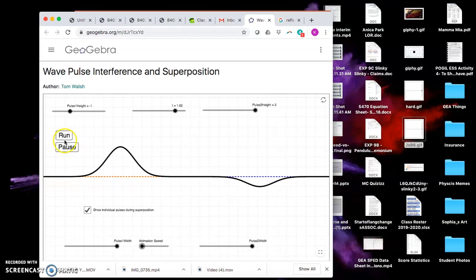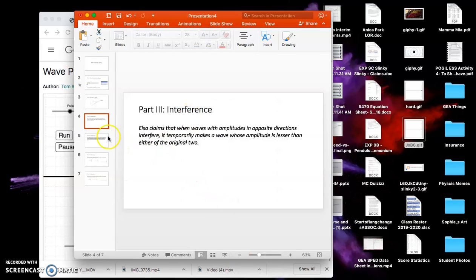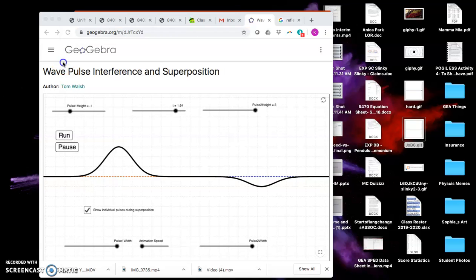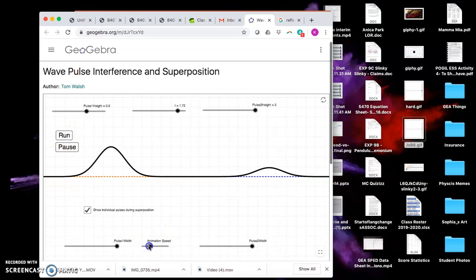So, now let's check Anna's claim. Anna claims that when they're on the same side, they temporarily interfere again, but that the waves bounce backward off each other, traveling back the way they came. So I'm going to make blue positive, and I'm going to give it an amplitude of +1. Orange would have an amplitude of +3. And let's run these together.